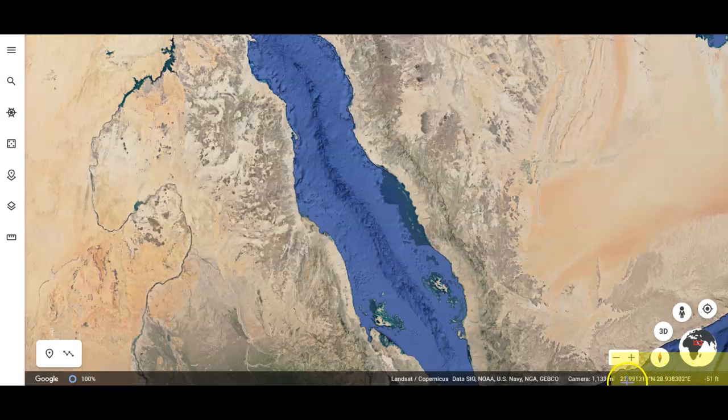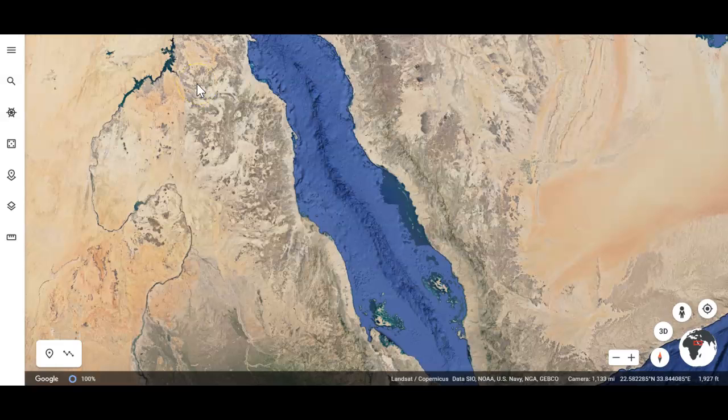So the location that I left my cursor was 23.99 north and 23.94 east. And the elevation is minus 51 feet. That usually means that this is below sea level, or in the ocean, if it's a negative number. Now I'm going to move the cursor around, and I want you to pay attention to how these numbers change and notice how we can use them to find an exact location.